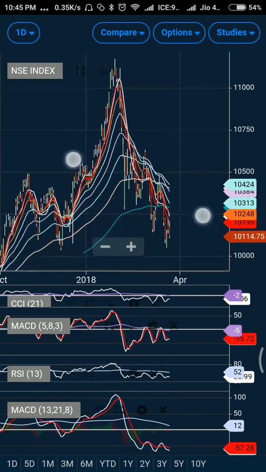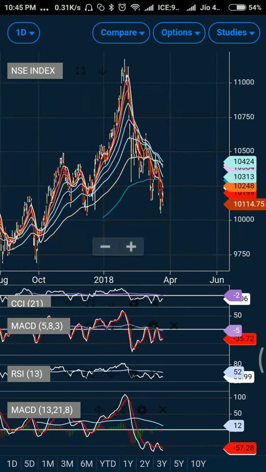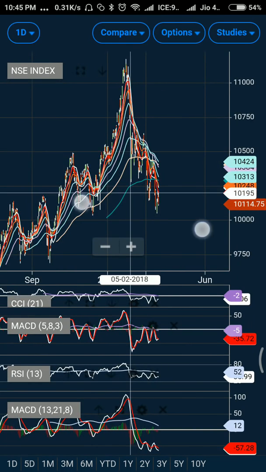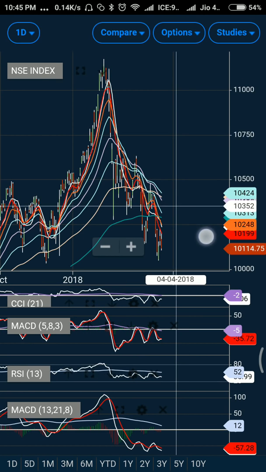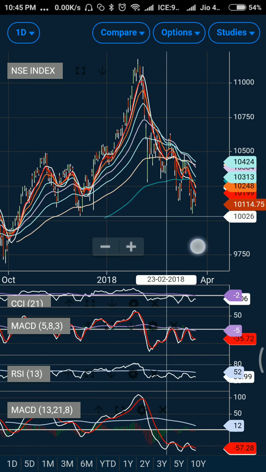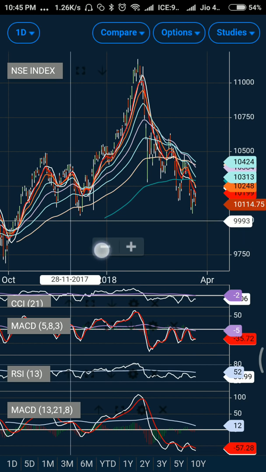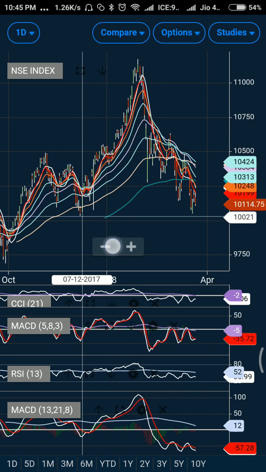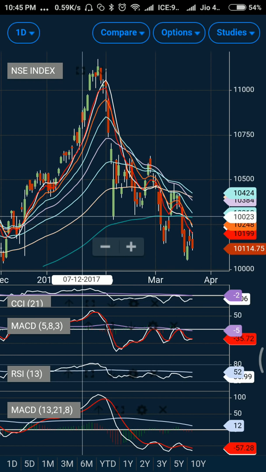If you scale the chart a little bit, the next level of support could be 10,026, which is coinciding with the previous resistance. So if you see the market going down and taking support, you can definitely expect some sort of bounce from this particular level, but don't expect much of a bounce because the market has not been able to sustain at the higher side.